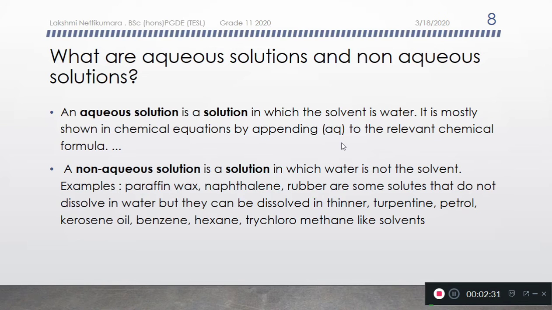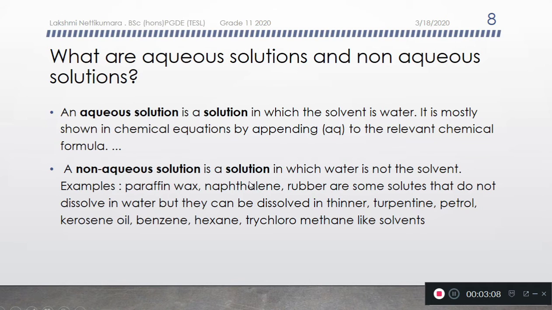You have been learning the properties of water since grade 6. There you learned that water is a universal solvent. That means many of the substances easily dissolve in water. But there are some substances that cannot dissolve in water. They dissolve in any other solvent than water. So, the aqueous solutions are the solutions in which the solvent is water.